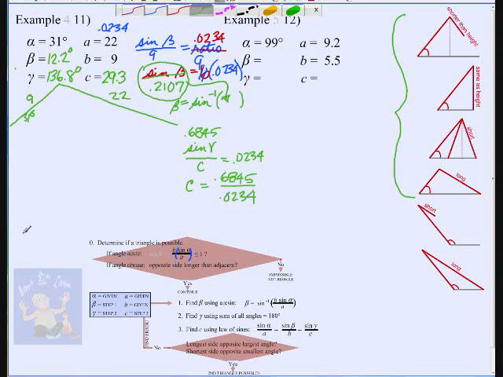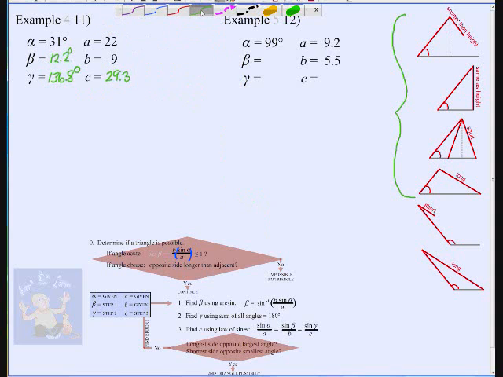Now, does this make sense? I think it does. The longest side is opposite the longest or greatest angle. The smallest angle has the shortest side. So we're looking good. Now we'll do our next example.